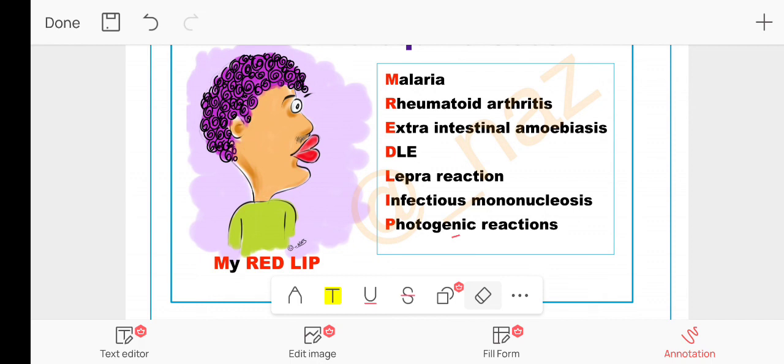The adverse effects include nausea, vomiting, diarrhea. Okay, and they cause some abortion in pregnant women. Okay, so this was all about chloroquine.